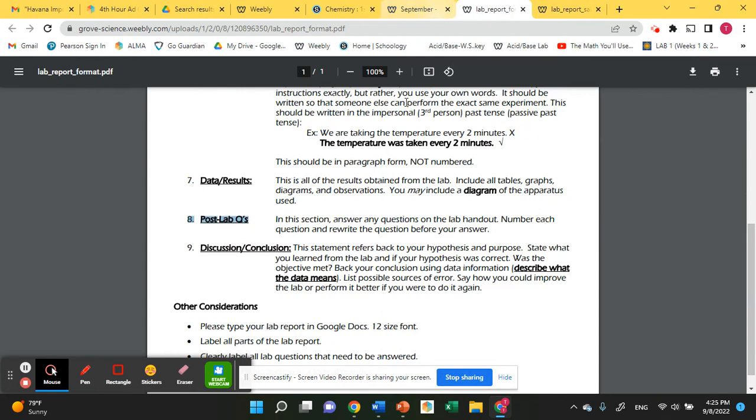Okay. And the last part is your discussion and conclusion. This is where your statement is going to refer back to your hypothesis or purpose. You want to state what you learned from the lab and if your hypothesis is correct. Does your conclusion back your data? What does your data mean? Also, this is where you can list possible sources of error. You can also say how you can improve upon the lab, and if you were going to do it again, what would you change?